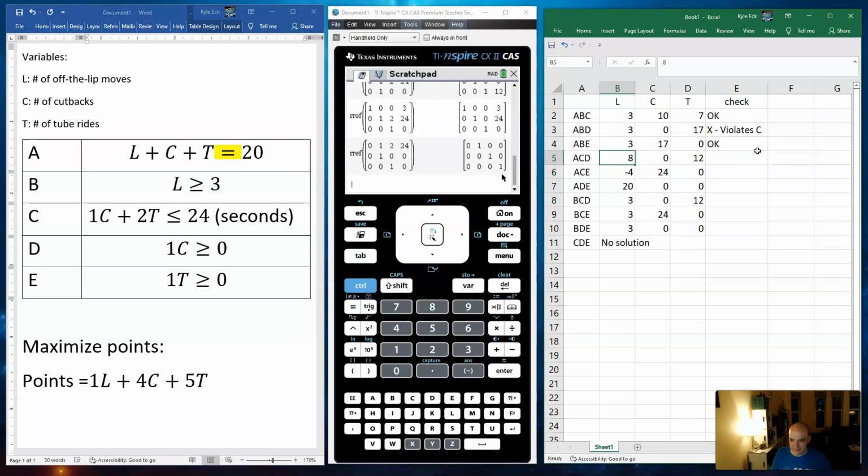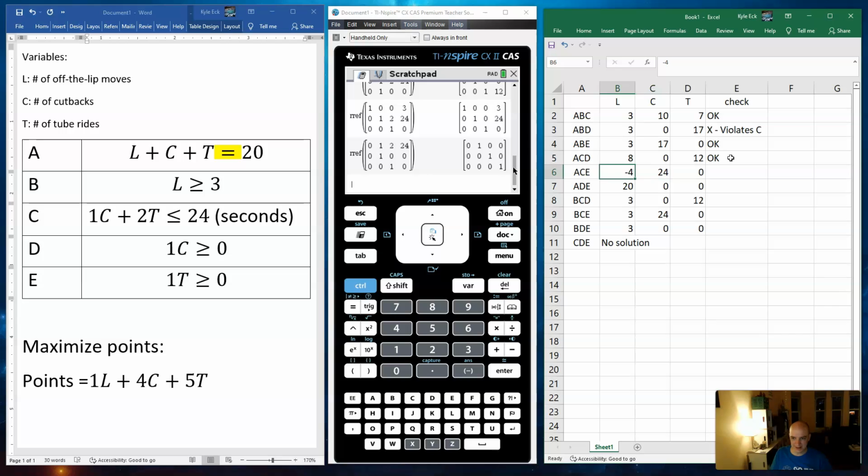A, C, and D, 8, 0, and 12. A, so this needs to check with constraint B is missing, and E is missing. Well, E is fine, everything's positive, but what about constraint B? Is L greater than 3? Yeah, it actually is, so this one's okay as well.